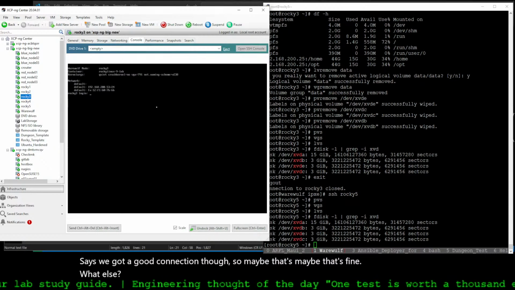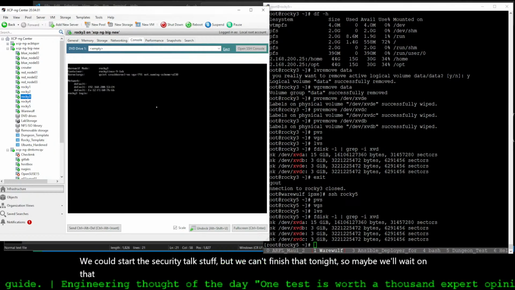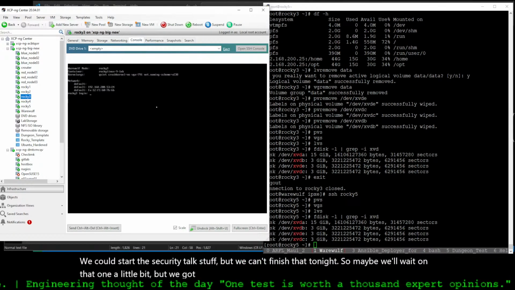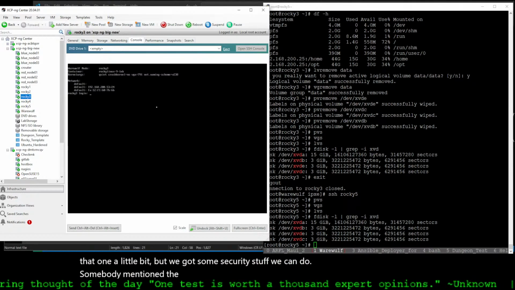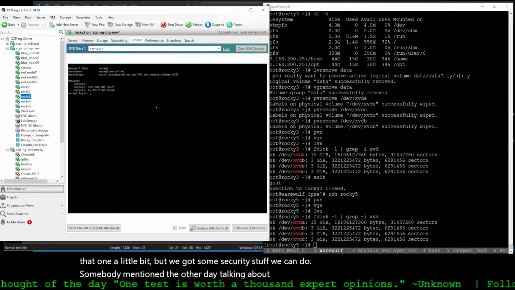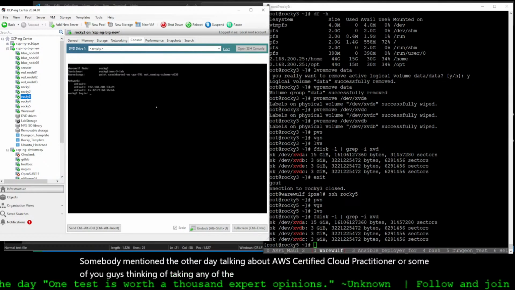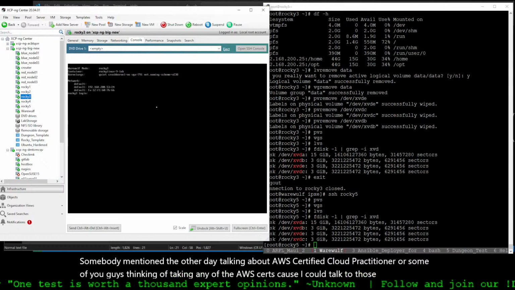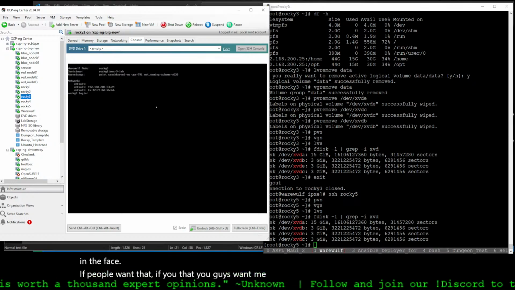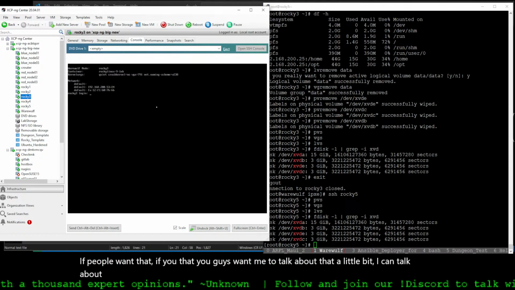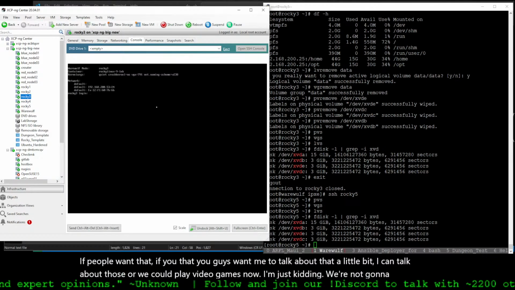We could start the security talk stuff, but we can't finish that tonight, so maybe we'll wait on that one a little bit. But we've got some security stuff we can do. Somebody mentioned the other day talking about AWS Certified Cloud Practitioner. Are some of you guys thinking of taking any of the AWS certs? Because I could talk about those until I'm blue in the face. If you guys want me to talk about that a little bit, I can. Or we could play video games. No, I'm just kidding. We're not going to play video games right now.